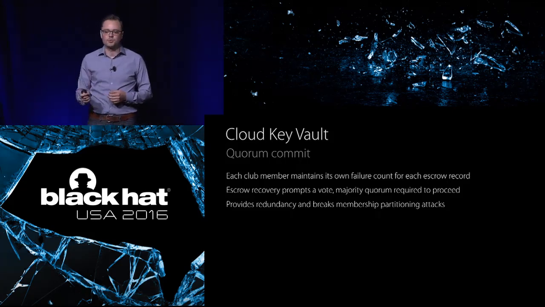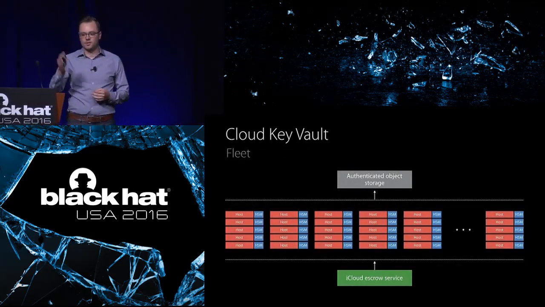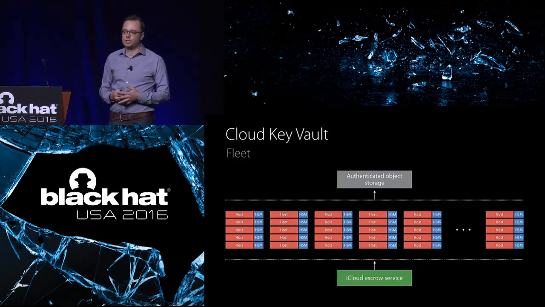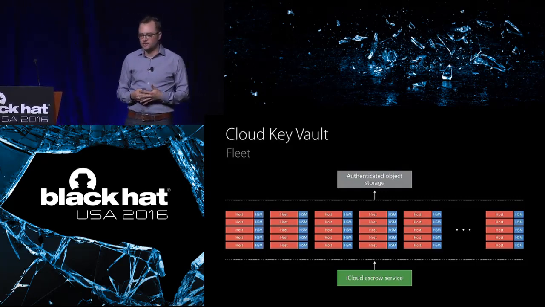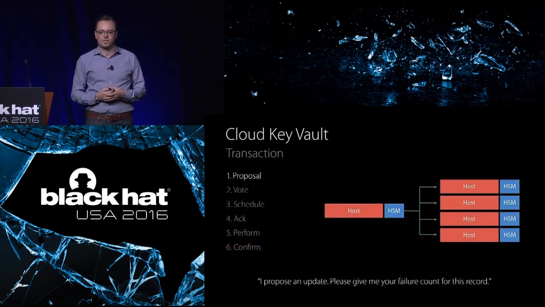So this provides both redundancy and breaks membership partitioning attacks. Here's how it works. This, by the way, is the overall Fleet design. The Fleet is partitioned in these clubs of 5 units. There's authenticated object storage in the back, and then there is an iCloud escrow service proxy in the front. So here's what an escrow transaction looks like.